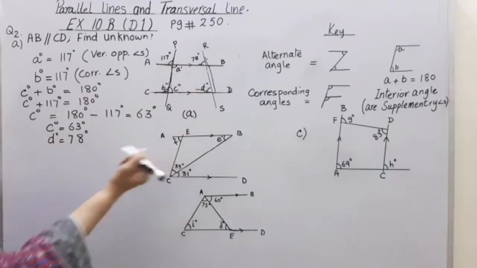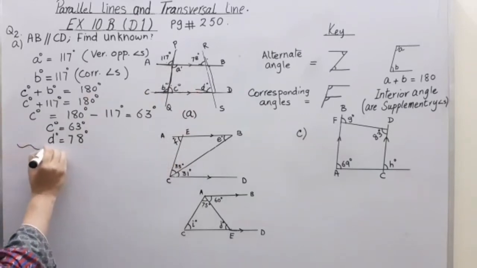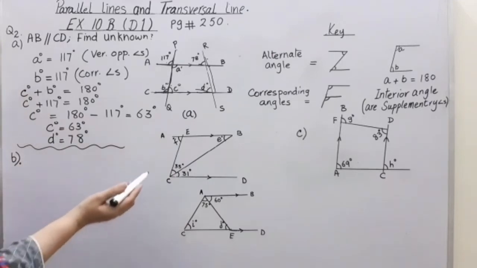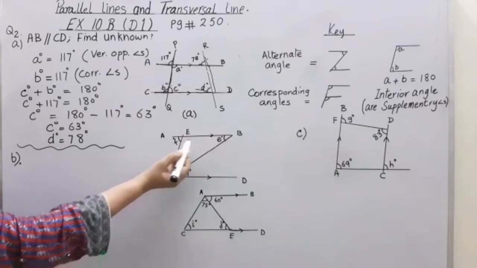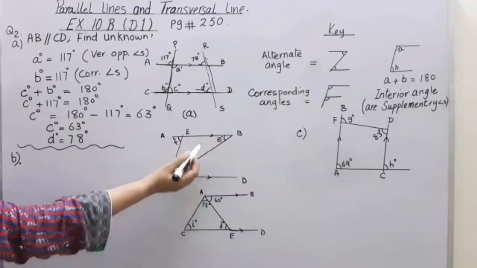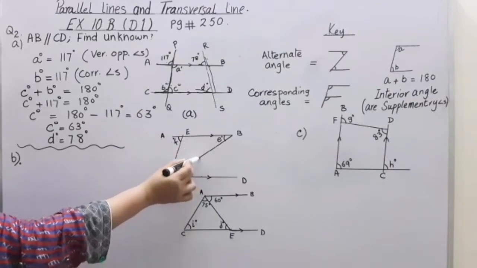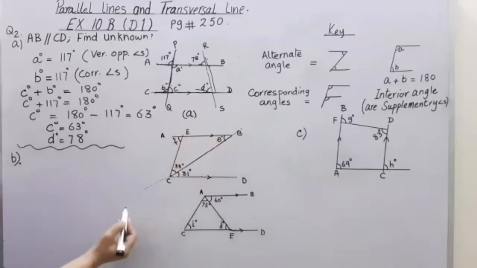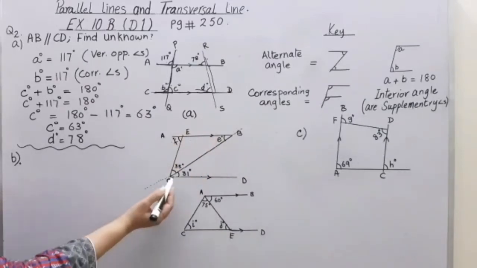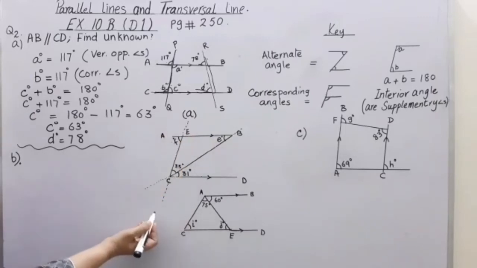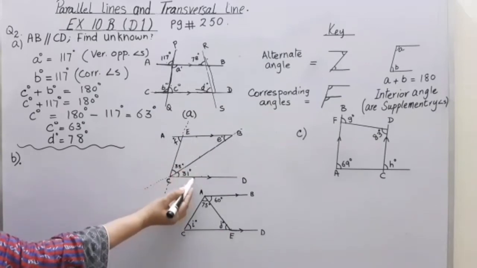And now we solve part B. From here, that was part A and now we start part B. In part B there are two unknowns, F and E. You see here these are two parallel lines shown by the arrows, but this line is a transversal line. If you make it longer, it will look like this, and this is the second transversal line. There are two transversal lines between the two parallel lines.